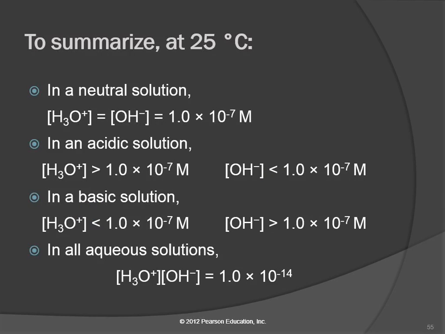In a basic solution, say you threw some sodium hydroxide in there. Bases form hydroxide ions in solution. So the hydronium ion concentration will be less than 10 to the minus 7, and the hydroxide ion concentration greater. Any questions?